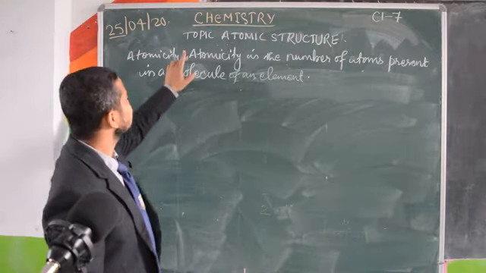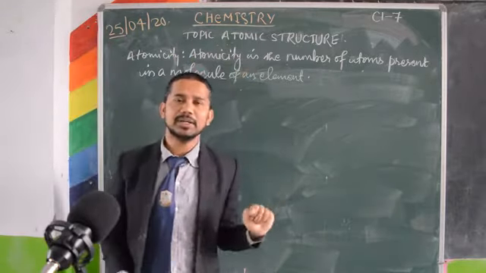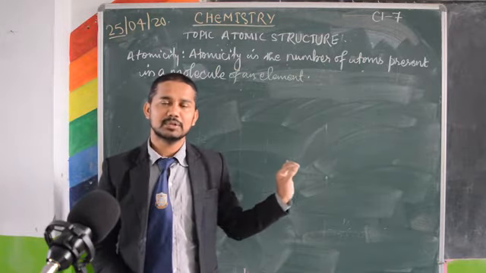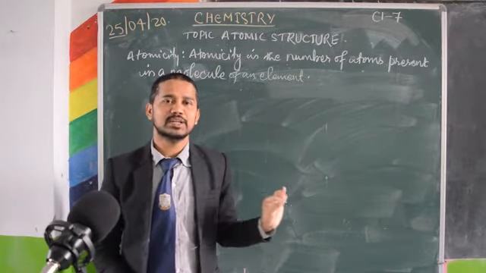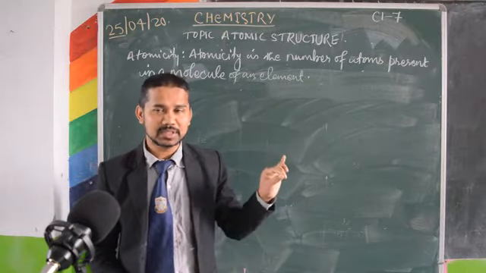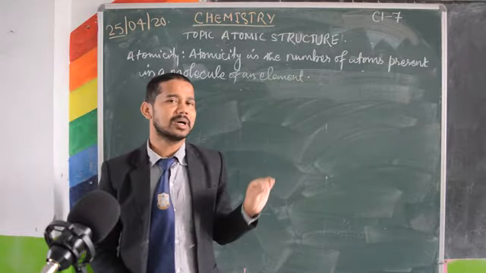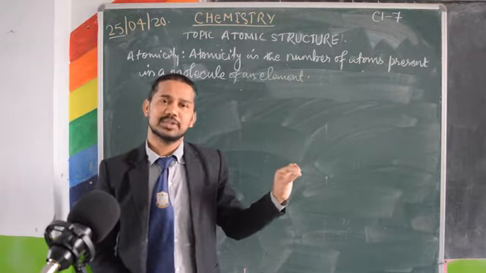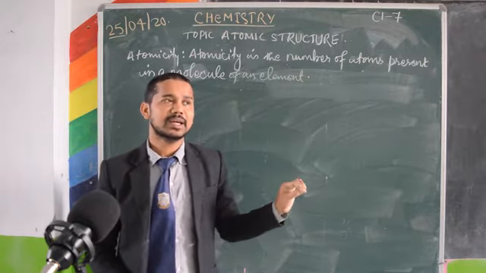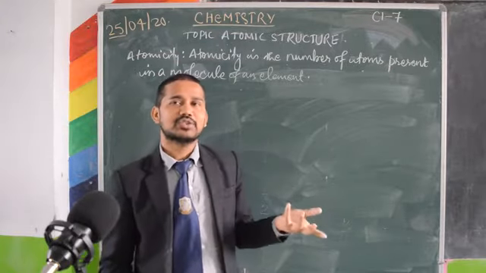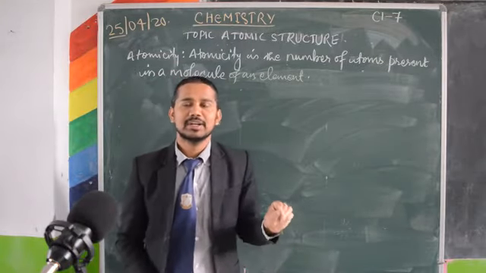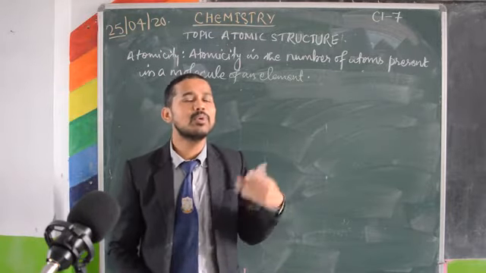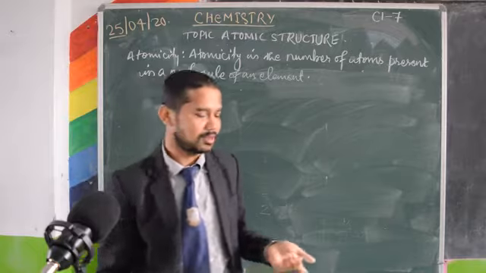So on the basis of this atomicity, how many types of molecules are there? Monoatomic molecules, diatomic molecules, triatomic molecules and polyatomic molecules. Monoatomic molecules have one atom in their molecule. Diatomic molecules have two atoms in their molecule. Triatomic molecules have three atoms in their molecule. Then polyatomic molecules have more than three atoms in their molecule.